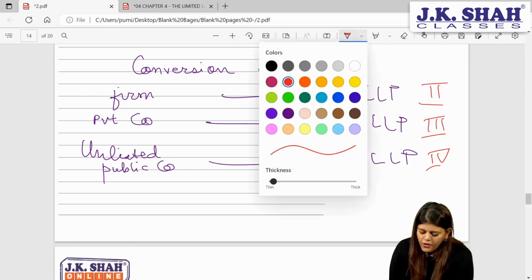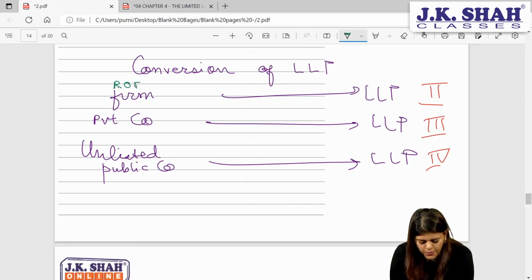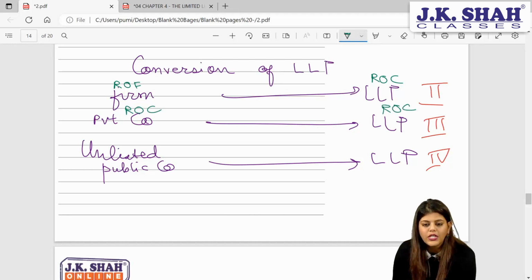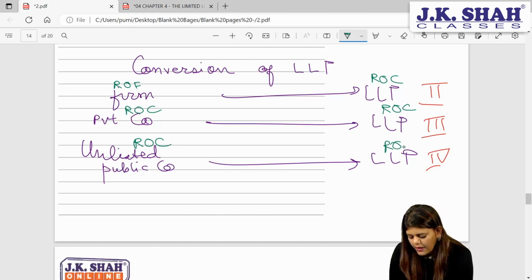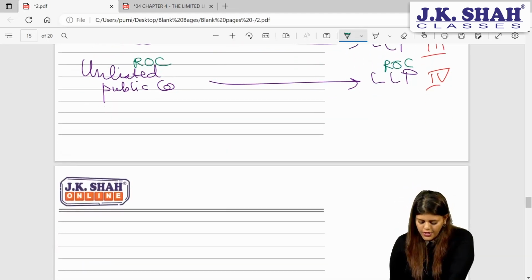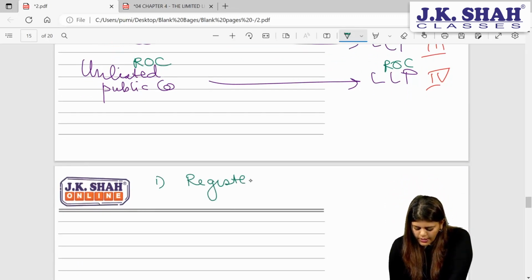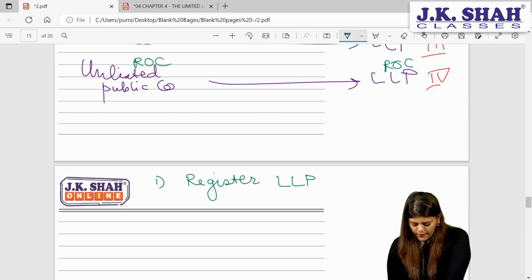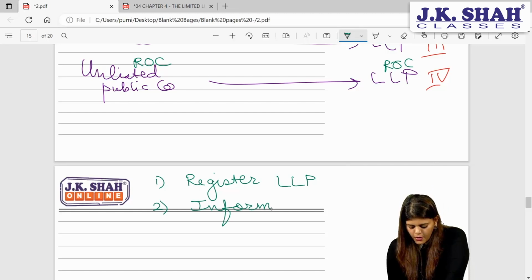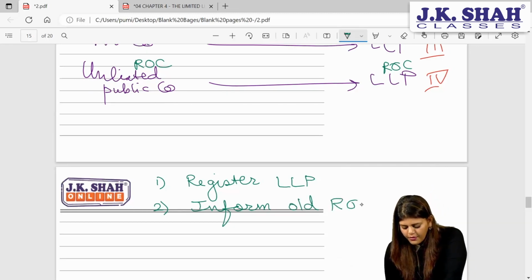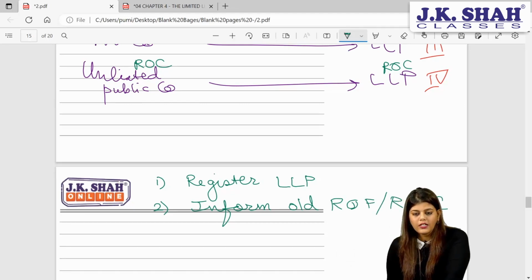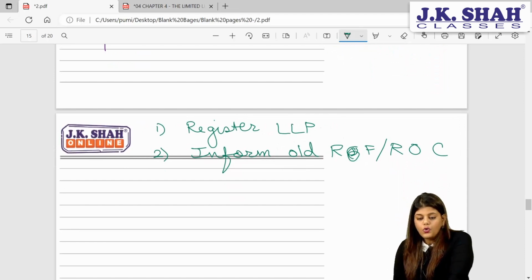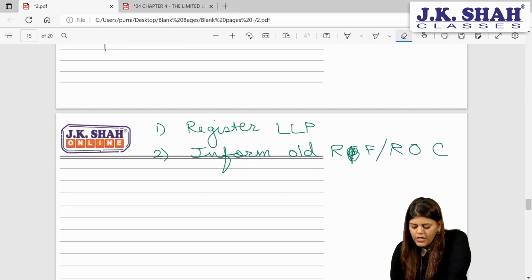Just think and tell me, if earlier you were a partnership firm, you used to go to the registrar of firms. Now you will go to the ROC. Here ROC, again ROC, but the department will change. So how will you do the conversion? First of all, register the LLP. Once you have opened the LLP, you have to inform the old ROF or ROC, whatever is the case. If it's a firm, then ROF, and if it's a company, then ROC. You have to inform the old ROC and ROF that we are now going, please remove our details from your records. So you inform them within 15 days, and they will do the needful.